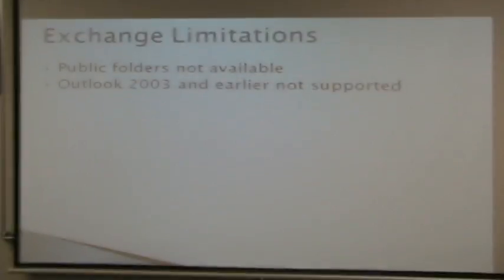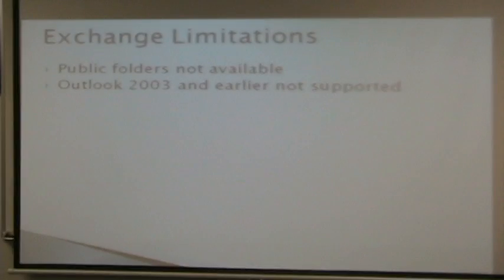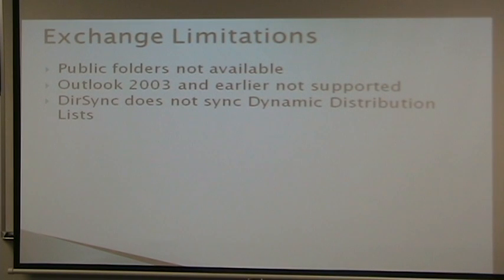Outlook 2003 and earlier, not supported. So they have to be on 2007 or 2010. I firmly envision them probably phasing out 2007, especially when Exchange 2015 comes out. Directory synchronization services, we'll talk about that in depth later. It does not sync dynamic distribution lists.